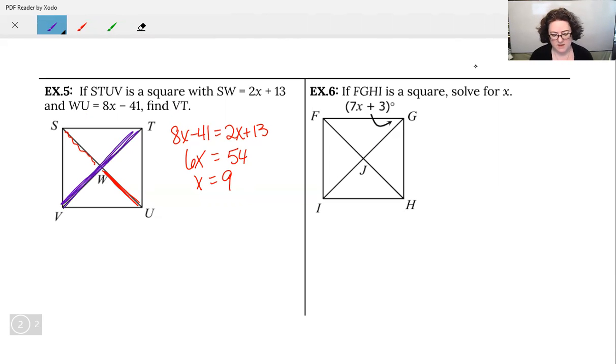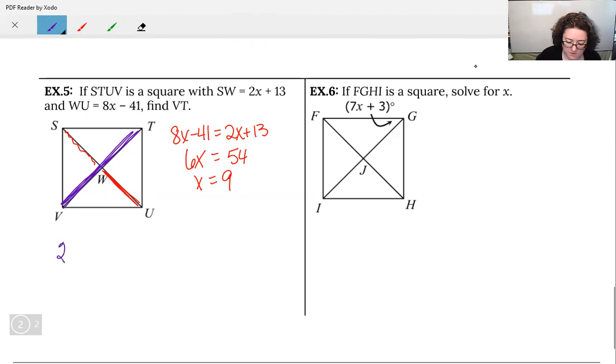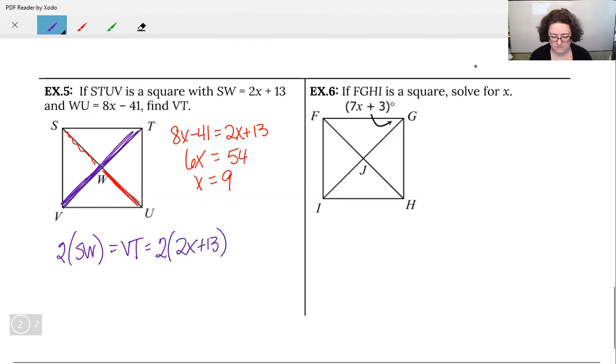Well, wait a second. SW and WU were both only half diagonals. So if I plug that into one of the expressions, what am I still going to have to do to make it work? Yeah, I have to multiply it by 2. So I'm just going to pick one of them. Let's pick SW. Why not? So I'm going to have to do 2 times SW to make segment VT. So 2 times 2x plus 13. And I'm going to go ahead and plug in my 9 as well.